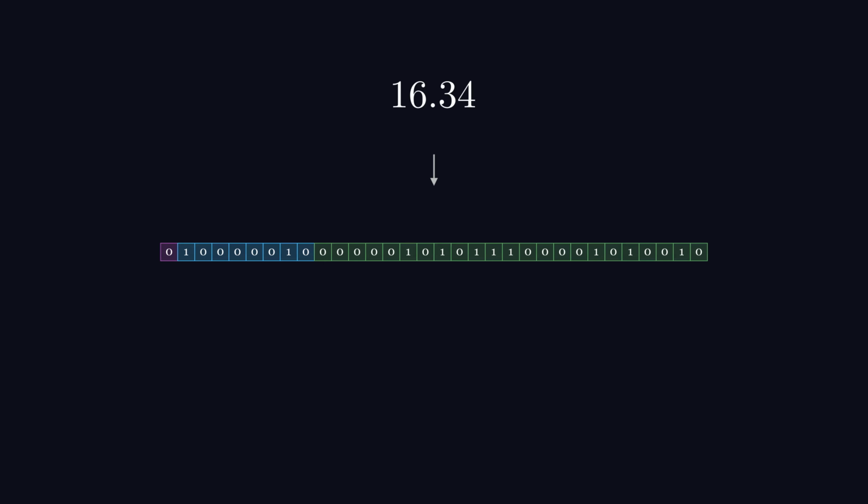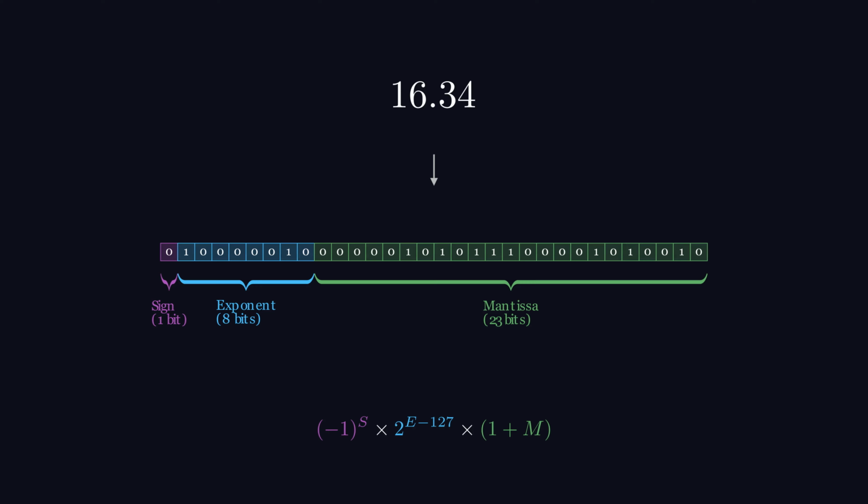To solve this, we have to look at how computers store decimal numbers. Numbers like 16.34 are stored in the IEEE 754 floating point format. It uses 32 bits divided into 3 parts: a sign bit, an 8-bit exponent, and a 23-bit mantissa. These bits are plugged into a specific mathematical formula to represent the decimal value.